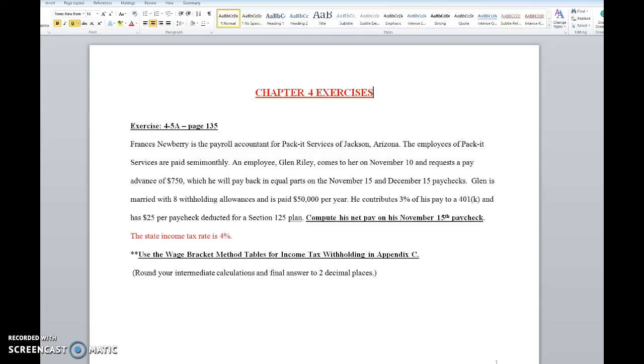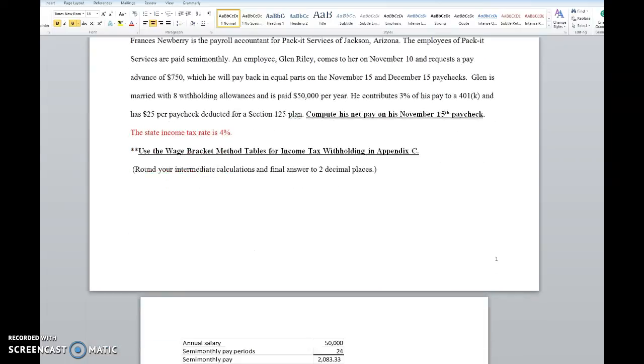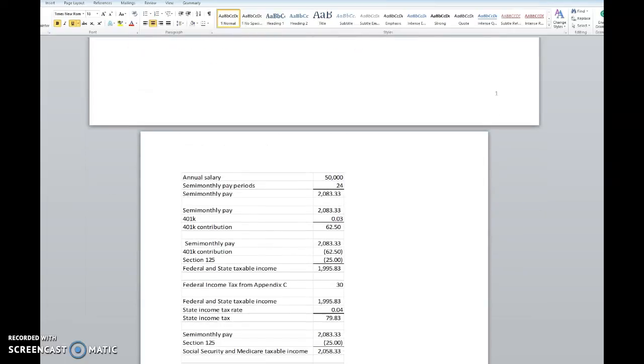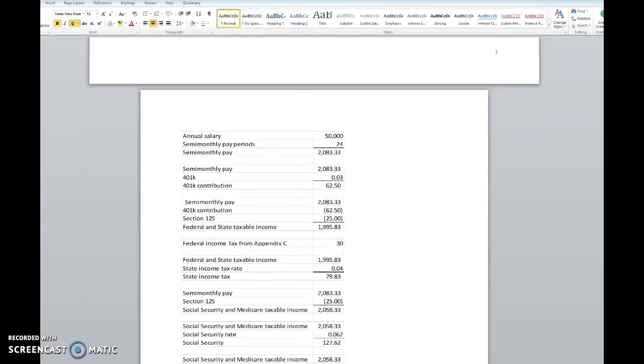In this example, we need to compute Francis's net pay for his November 15th paycheck. The state income rate that they give to us is 4%. So we need to use the wage bracket method tables for the income tax withholding, which is located in Appendix C, in the back of your book. Francis's annual salary is $50,000. He gets paid semi-monthly, which is 24 pay periods.